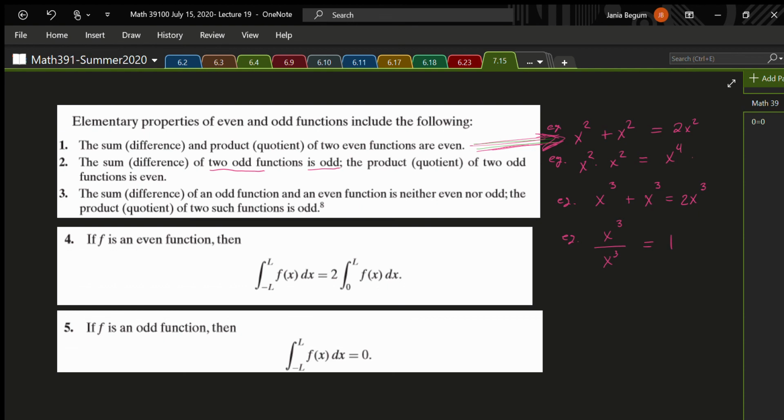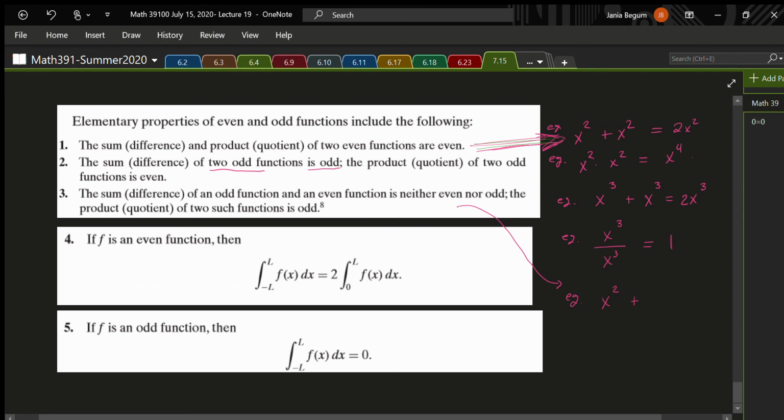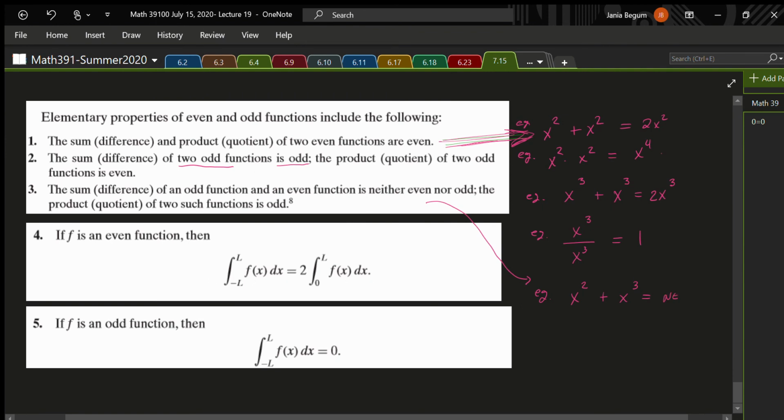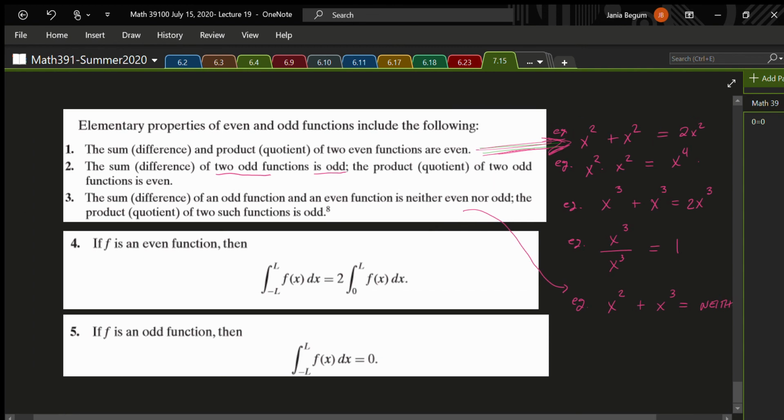Now, what about sum? The third property: the sum or difference of an odd function and an even function is neither. So for number 3, if you have an even function and you want to add an odd function to it, the result is really neither, right? You can't really do anything to combine these functions, so it's neither. Hopefully you guys have seen these somewhere in your algebra course. If you haven't, there it is.